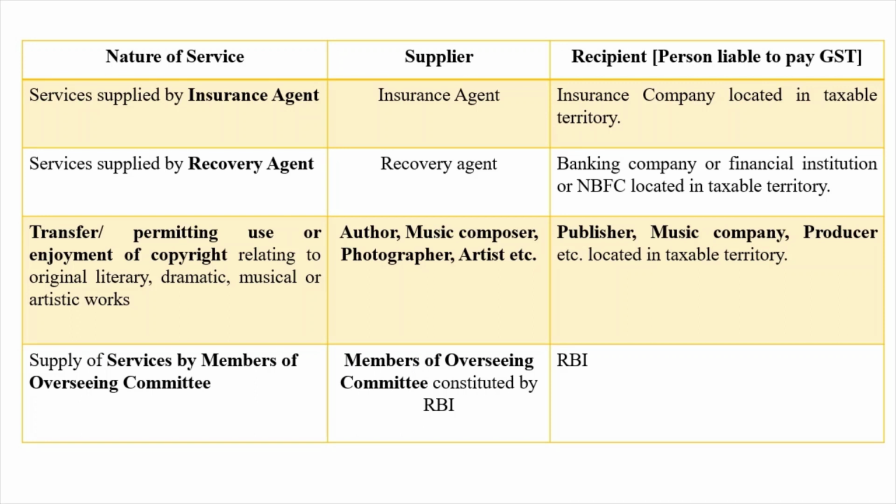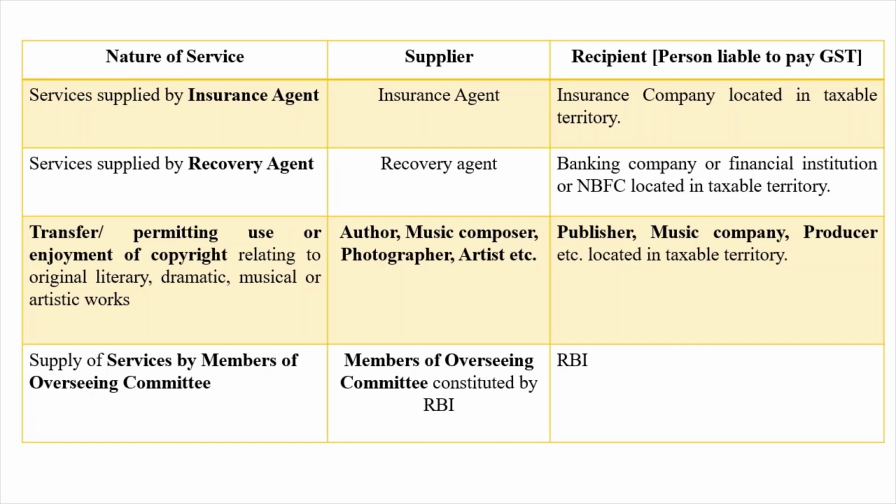The next one, transfer or permitting use or enjoyment of copyright relating to original, literary, dramatic, musical and artistic work. यहाँ पे कौन है? जैसे ऑथर है, म्यूजिक कंपोजर है, फोटोग्राफर है, आर्टिस्ट है, एक्सेट्रा, दे आर सप्लायर. एंड पब्लिशर, म्यूजिक कंपनी, प्रोड्यूसर एक्सेट्रा लोकेटेड इन टैक्सेबल टेरिटरी. जैसे ए आर रहमान ने टी सीरीज के साथ कॉन्ट्रैक्ट किया, तो टी सीरीज इज ए कंपनी. हु इज लायबल टू पे टैक्स? तो टी सीरीज, बिकॉज ही इज ए म्यूजिक कंपनी. एंड some person, it may be music composer, he may be author, he may be photographer, he may be painter, तो उस केस में आरसीएम एप्लीकेबल होता है सेक्शन 9 सबसेक्शन 3 में.